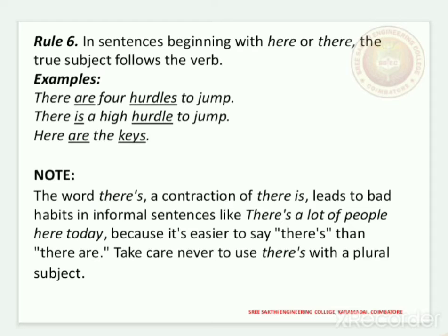Note: the word there's is a contraction of there is. It leads to a bad habit in formal sentences like "there's a lot of people here today," because it's easier to say this than "there are." Take care never to use this with a plural subject.